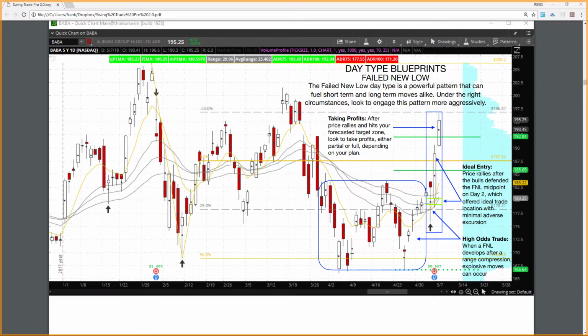So again, what a great move. Number one, we got a great failed new low rejection day here. We got a great midpoint pullback on the absorption morning there with little to no adverse excursion.